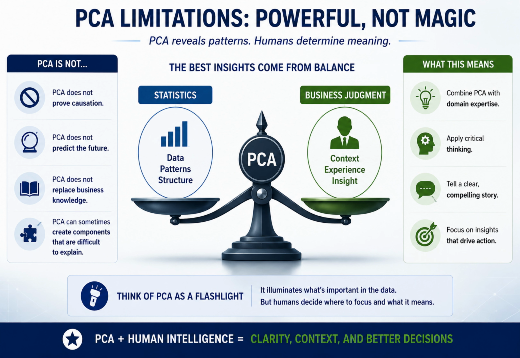Think of PCA as a flashlight. It helps illuminate the important patterns in the data. Humans still decide what those patterns mean and what actions to take. The best results come from combining statistics with experience, context, and critical thinking.